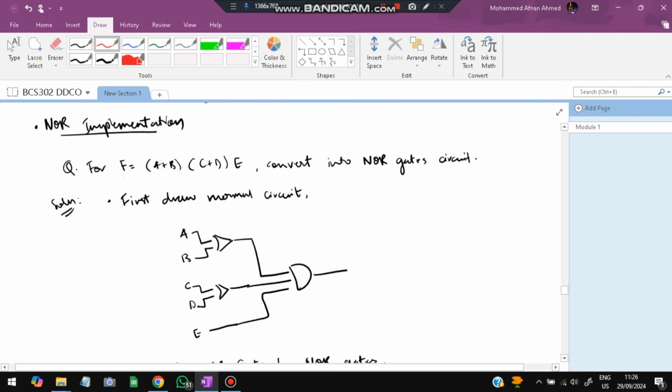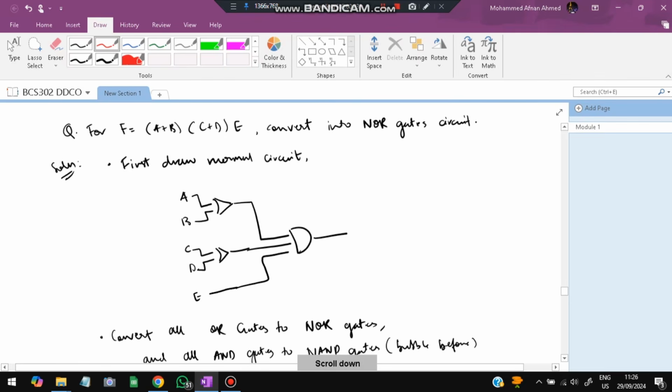Okay, so this is the equation given: f is equal to a plus b c plus d into e. Convert this into a NOR gate circuit. First draw the normal circuit which we have. These three are AND, so it will go into the AND gates here, and this will be the OR operation present here, and we'll be getting a final output here.